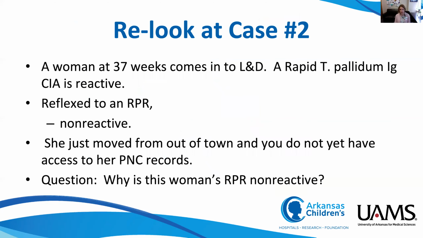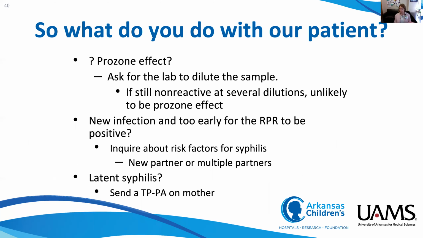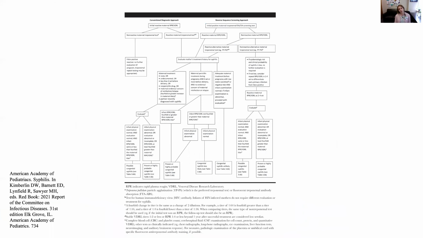So if you relook at case number 2, a woman at 37 weeks comes into L&D, the rapid treponemal CIA is reactive, but the RPR is non-reactive. What do you do, especially if you don't have any other records? One, you ask the lab to dilute the sample to make sure it doesn't have the prozone effect. If she could have a new infection, it'd be too early for the RPR to be positive. So you ask about risk factors and consider repeating in 4 weeks. It could also be latent syphilis where it's burnt out the RPR, so you send a TPPA on the mother.